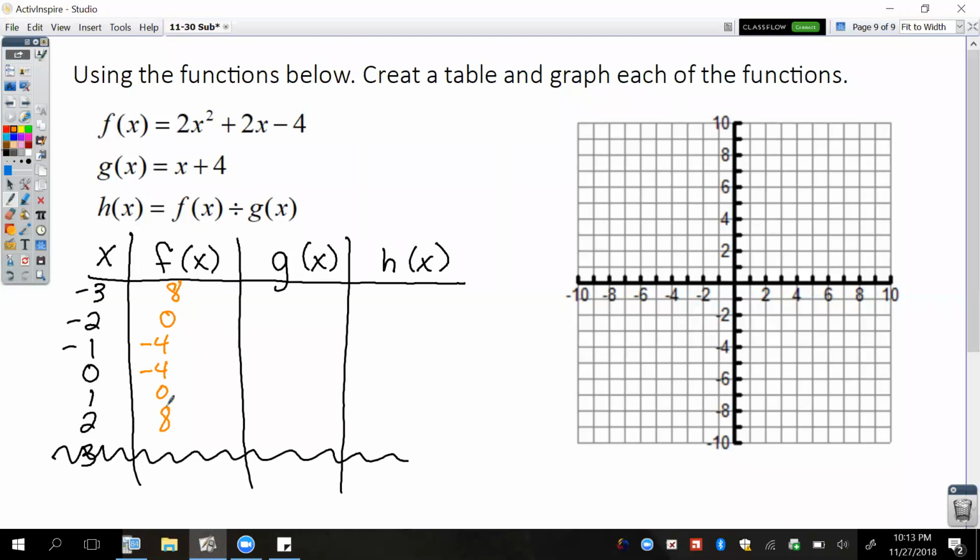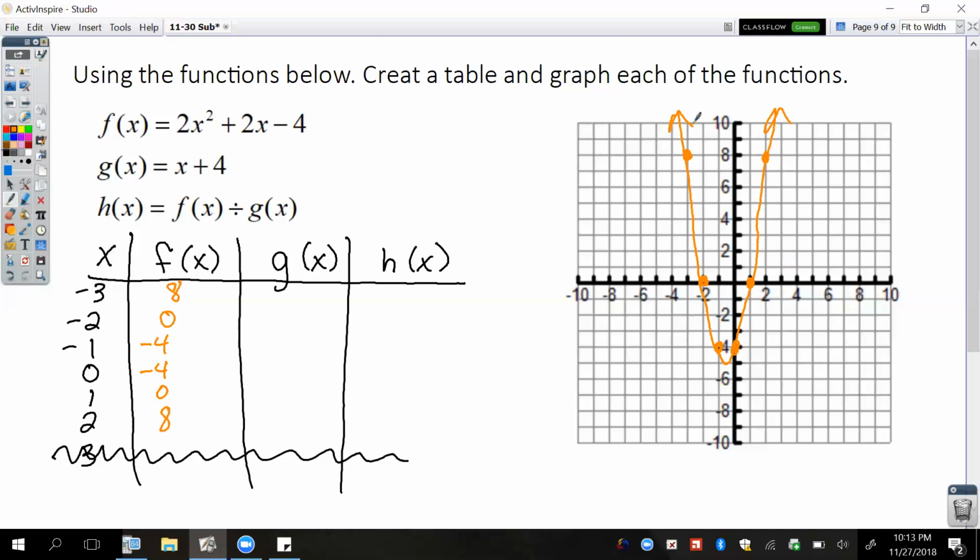So we've got the point negative 3, 8. I'm going to graph that. The point negative 2, 0. Negative 1, negative 4. 0, negative 4. 1, 0. And then 2, 8. We're going to draw a line through those points. So notice this creates that quadratic.